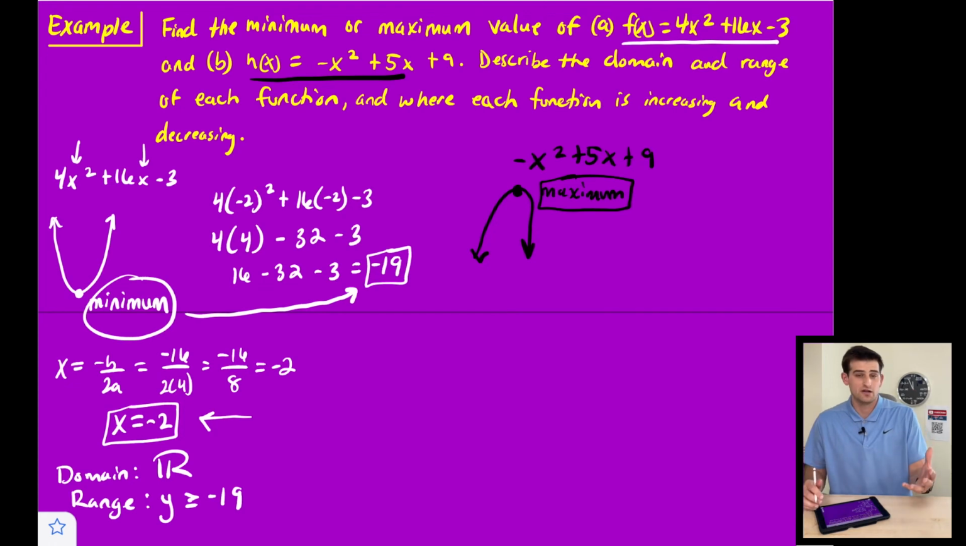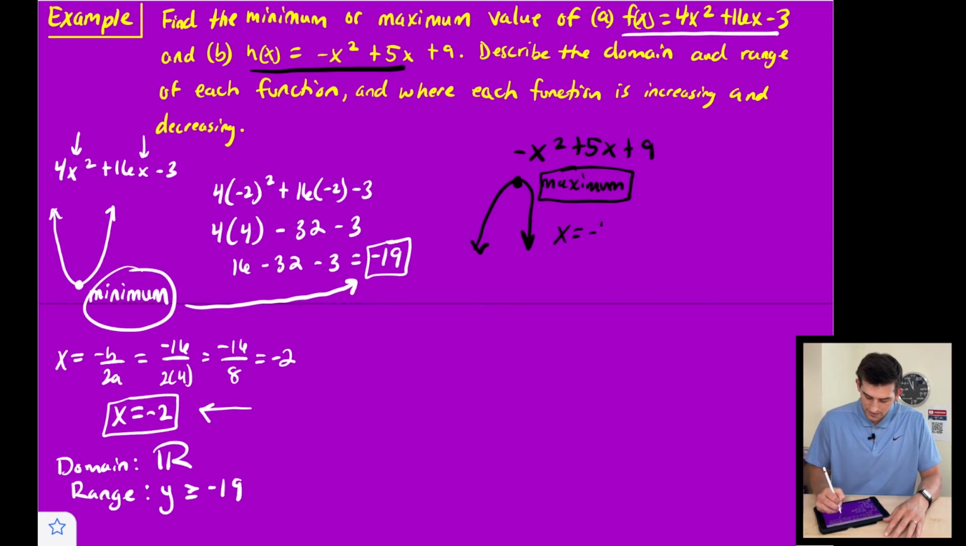Now let's go ahead, just like the minimum example, and find our axis of symmetry. So we're going to say x is equal to opposite of b over 2a. In this case, b is 5, so now we have negative 5 over 2 times negative 1, which would be negative 5 over negative 2, which we can write as 2.5. So now we have x equals 2.5, and that is our axis of symmetry.